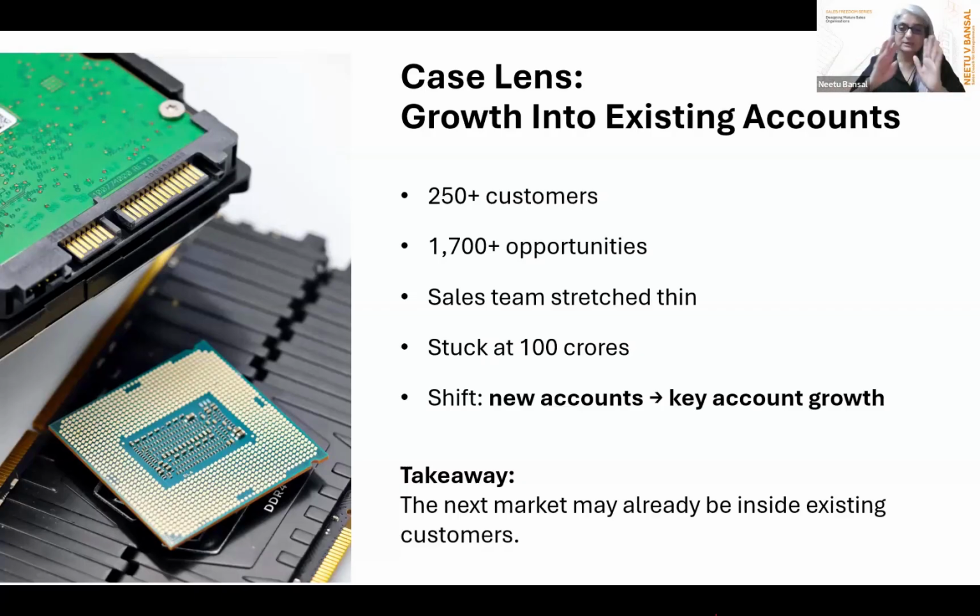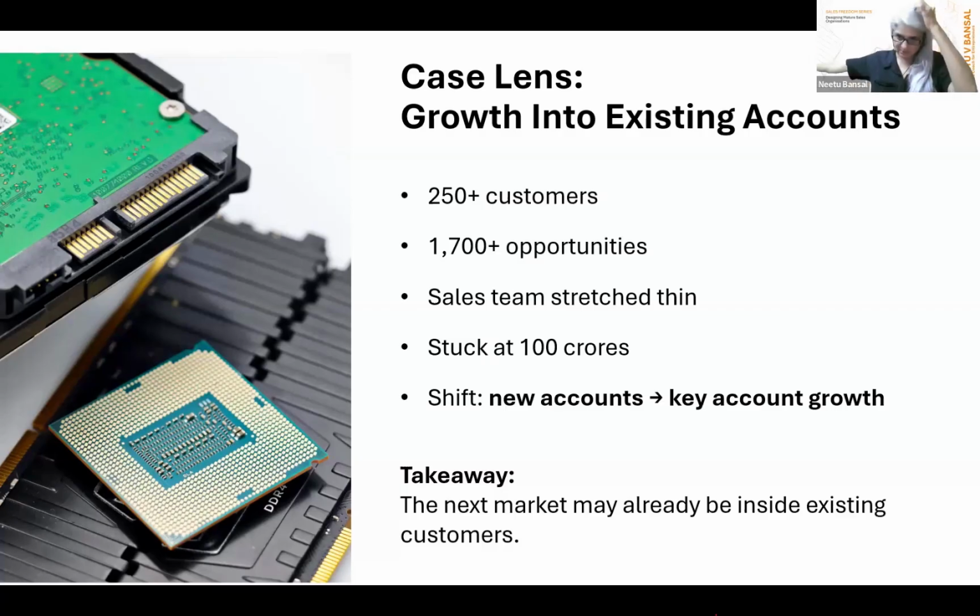In this way, for 42 accounts right now, we are building their entire key account growth. By just focusing on these 42 accounts, they will easily cross 140 crores this year. They're not looking at 250 accounts, they're looking at just 42 accounts. And this is what the CEO told me: Neetu, it feels like a luxury for my sales teams. Each one was managing 50 accounts, and today each one is working with not more than 5 to 6 accounts. These are the key accounts.